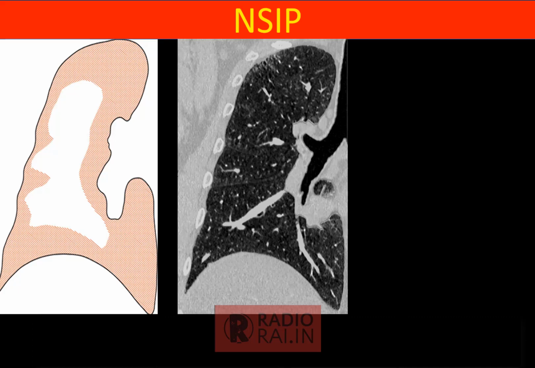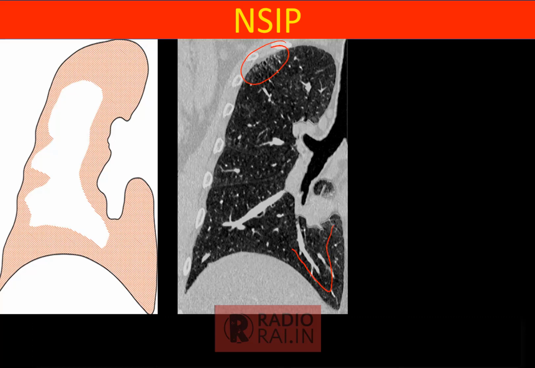We will see reticulation, we might see ground glass opacities, traction bronchiectasis also we can see, but we will not see the honeycombing. When we see honeycombing, we should think of UIP. Now we can see here the peripherally distributed some areas of ground glass opacities.